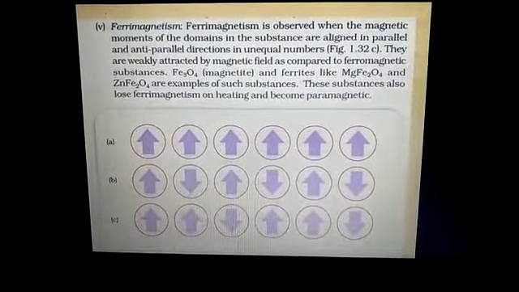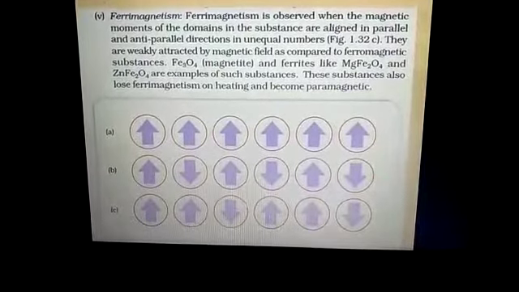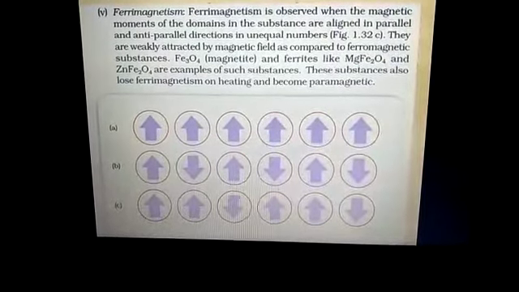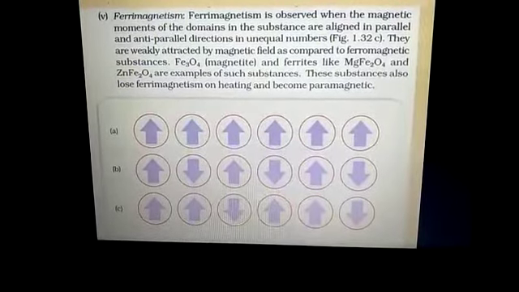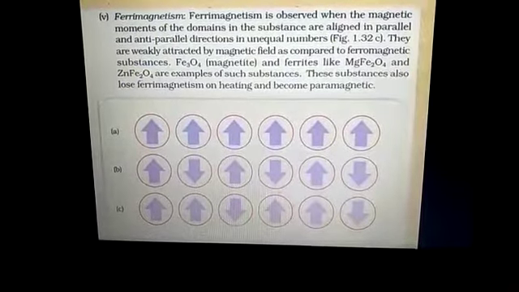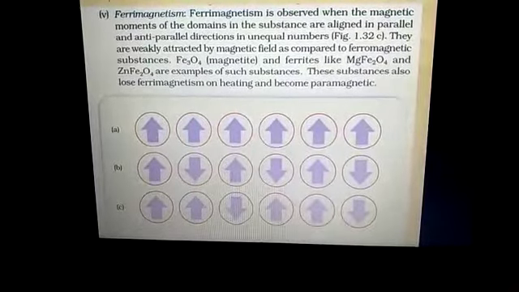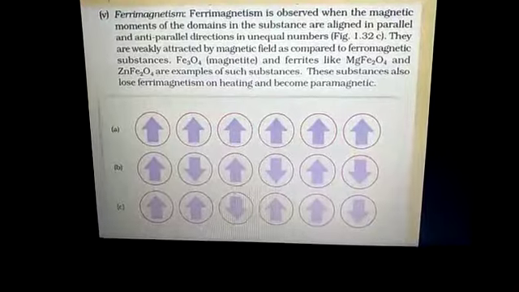And the structures are given here. Number 1, the first structure is given for ferromagnetic substance A. In case of B, we have an antiferromagnetic substance, while the structure C is representing ferrimagnetic substances.